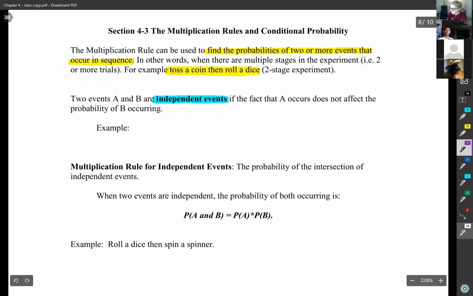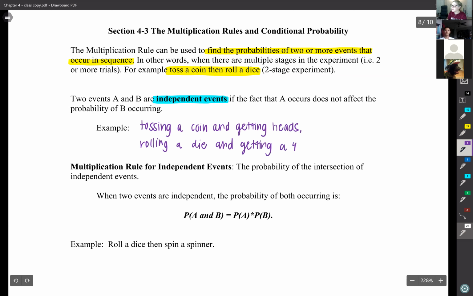So an example would be tossing a coin and getting heads, and then rolling a die and getting a 4. The reason these are independent is because if I toss my coin and get heads, it doesn't affect my chance of getting a 4 when I roll the die. If I toss the coin and get heads or tails, that has no impact on whether or not I get a 4 once I roll the die. They do not affect each other.